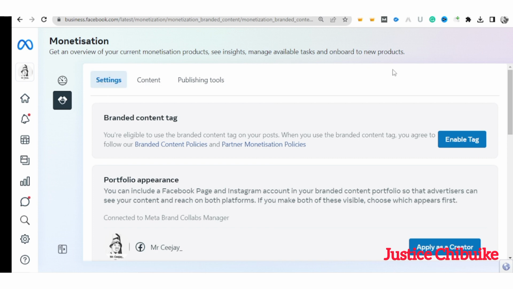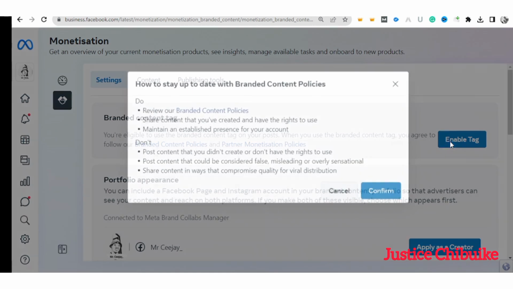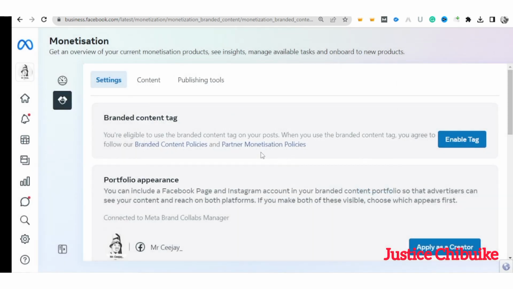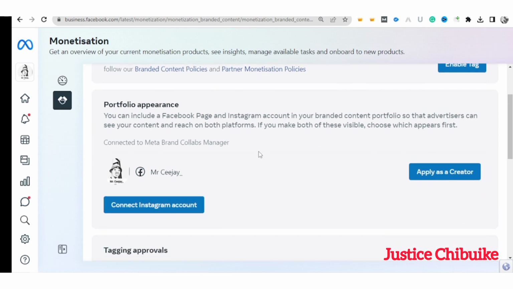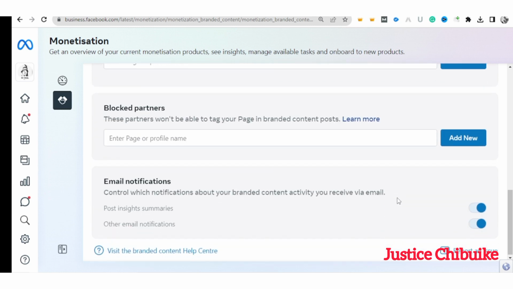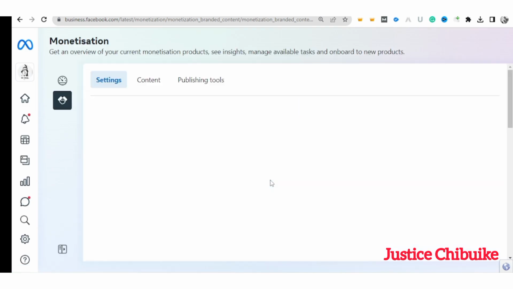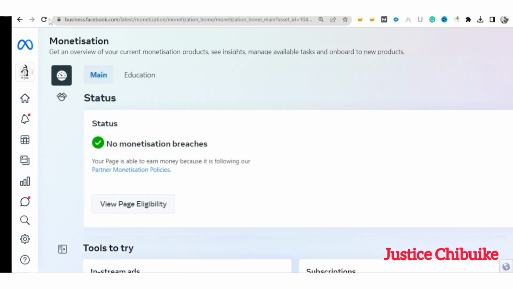So here, come down to this place and enable branded content tag. Okay, enable branded content tag. Right, so you wait for it to load. All right, so you see here, just leave it the way they are. So we are going to refresh this and see if it's enabled. So once it's enabled, go back and refresh your page and the monetization breaches will be gone.